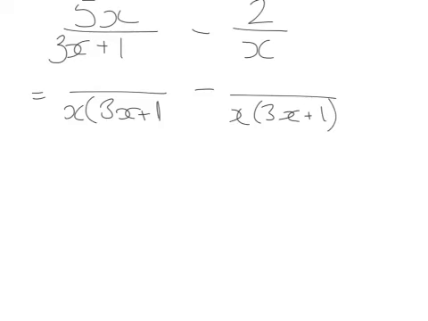Okay, so how did I go from 3x plus 1 to x times 3x plus 1? Well, I have multiplied by x. So I'm going to be doing the same to the top. So I'm going to have 5x squared.